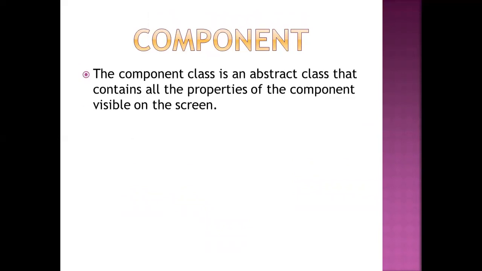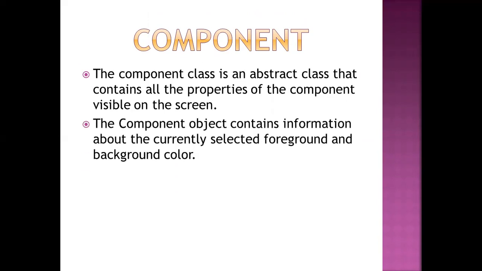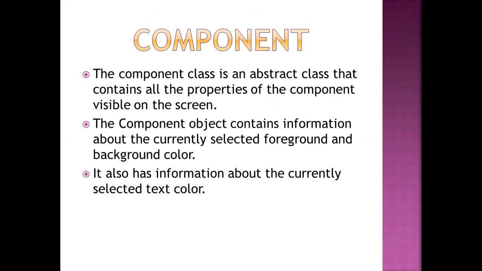Now let's move further, coming again to what is meant by a component. As said earlier, the Component class is an abstract class. It contains all the properties of the component which is visible on the screen. The component object contains information about the currently selected foreground and background color. It also contains information about the currently selected text color.